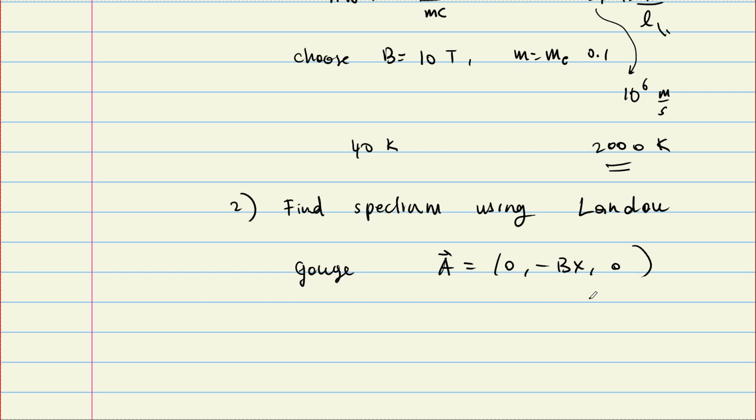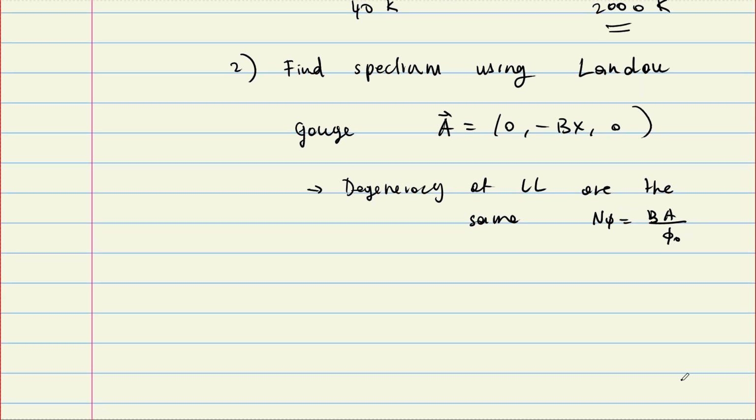And you are also going to do the same trick. You are going to square the Hamiltonian, and you are going to compare it with the usual case, and then you are going to find the same spectrum. But this exercise is going to teach you that the degeneracy of Landau levels is the same. So it's like N_phi, which is B times A divided by the flux quantum. So show this to convince yourself.